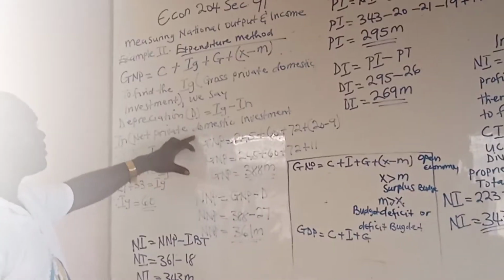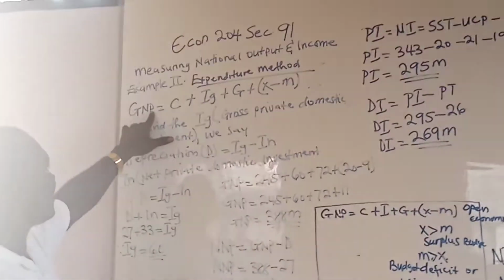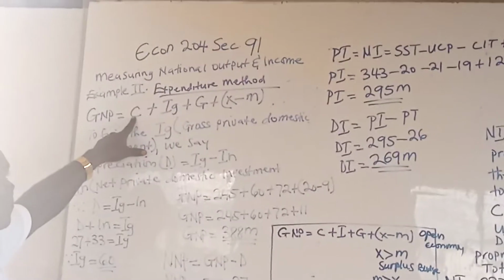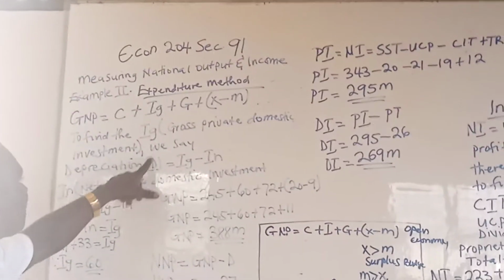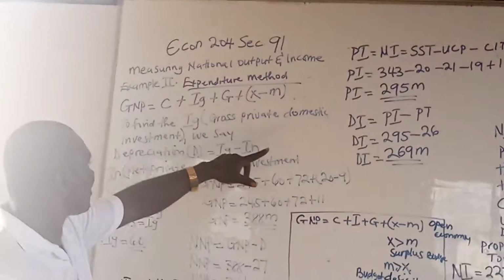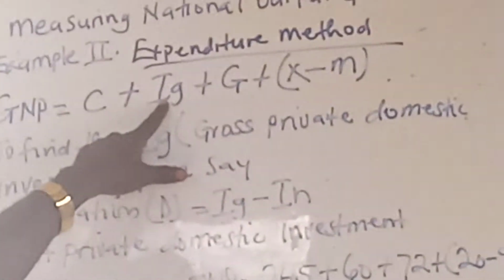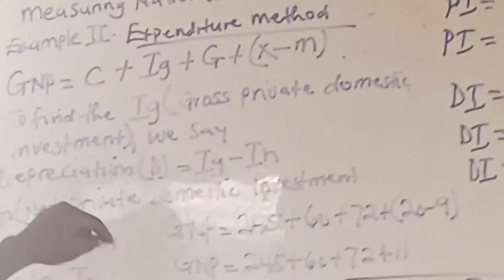GNP is equal to C, which stands for consumption, plus IG. I told you the IG stands for gross private domestic investment. We found it; it's not on the table, so you have to find it.